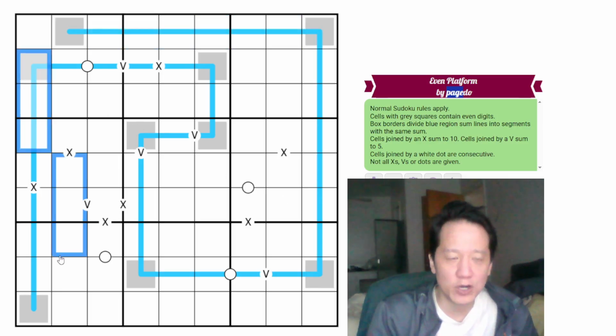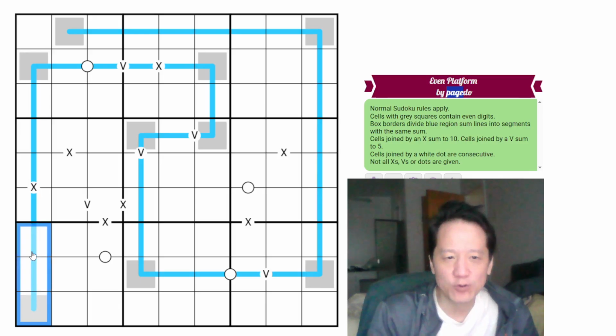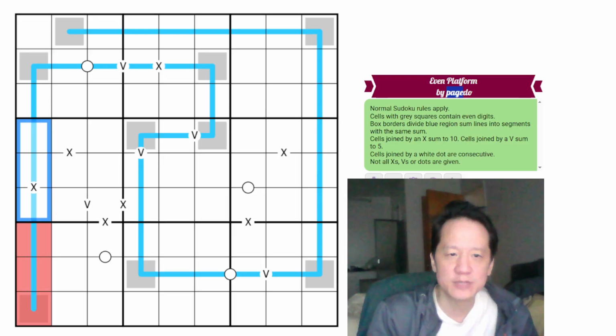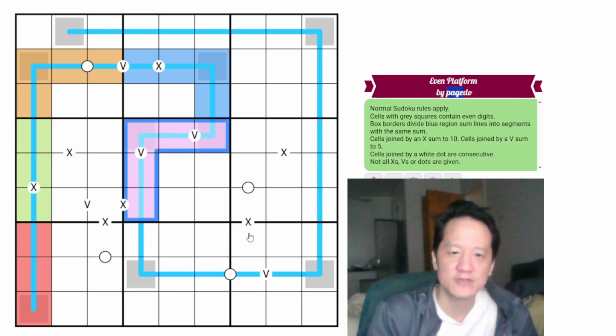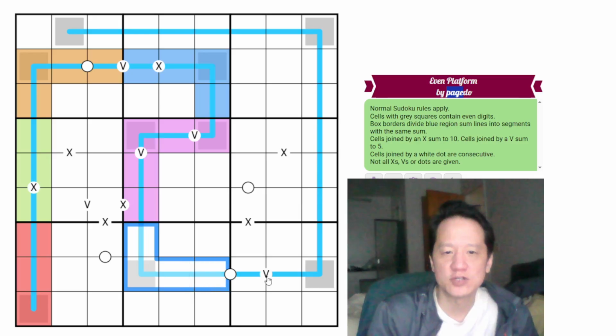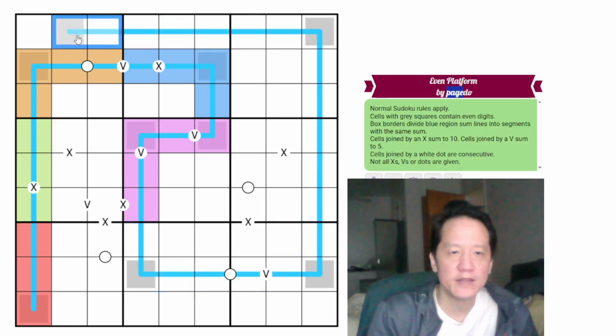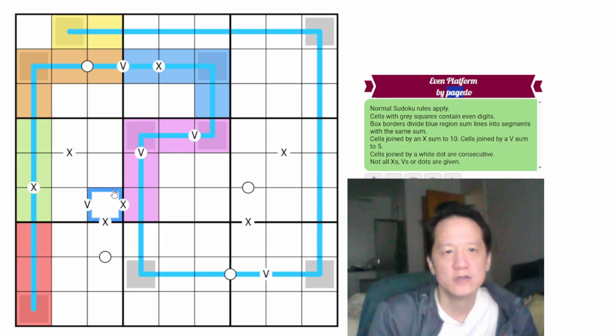And there's only one region sum line, so these three cells must add up to the same sum as these three cells, which add up to the same sum as these four cells, which add up to the same sum as these four cells, which add up to the same sum as these five cells, etc., right? It goes all the way through. And it all must add up to the same as these two cells here. And that's how region sum lines work.